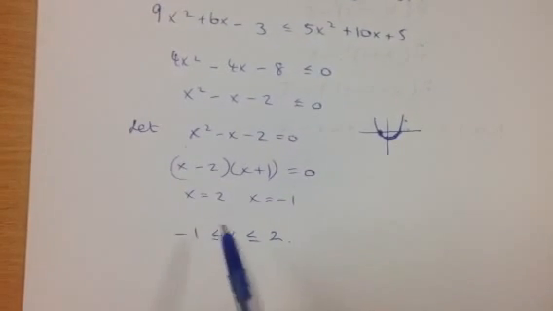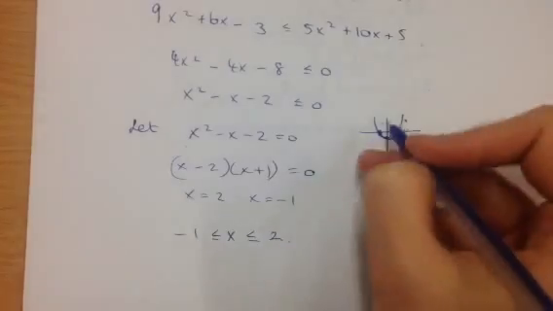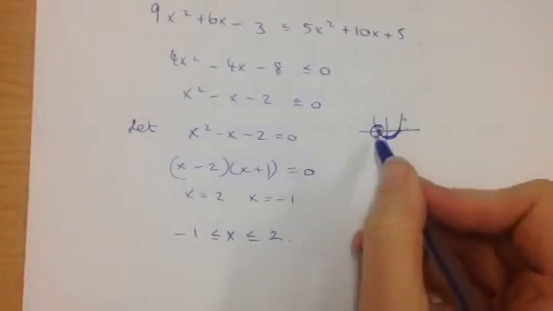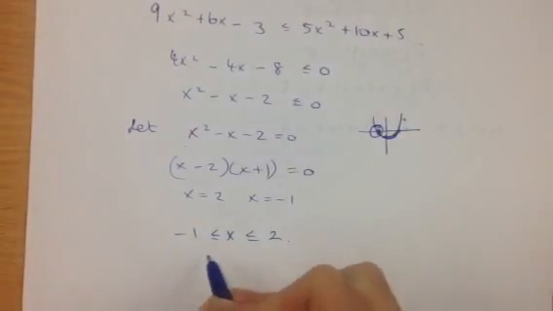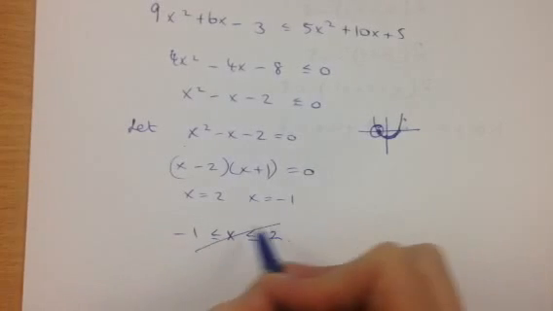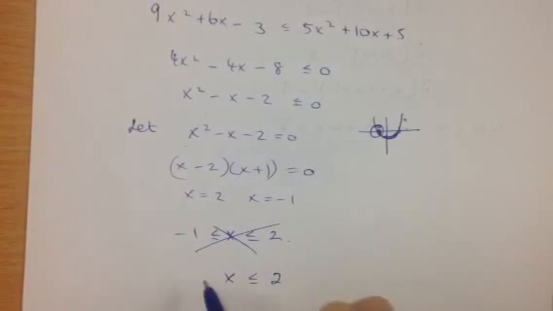But I just remember from the start of the question, x cannot be minus 1. So I need to have an empty circle there. So my final answer is actually x is less than or equal to 2, x is greater than minus 1, and it says from the start x is an element of R.